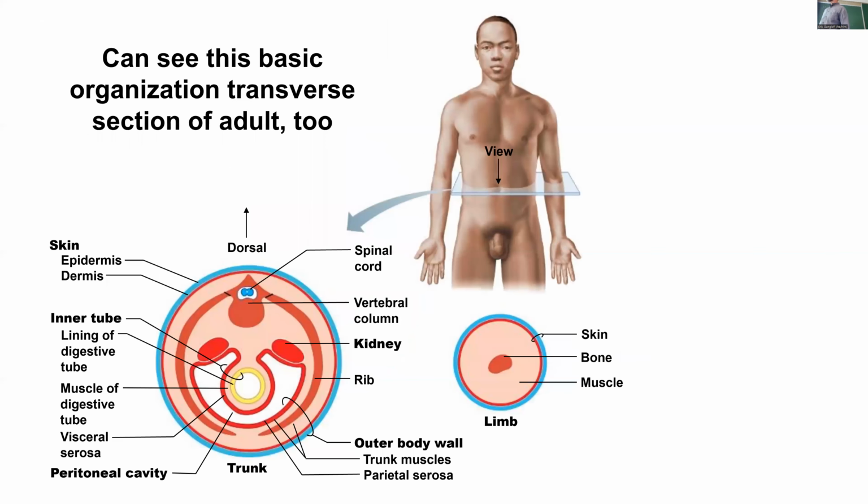relative to each other. Now, if we look at a limb, we see a similar structure as well, except there's no endoderm. Limbs are formed entirely from the ectoderm and the mesoderm. So you see the same thing. You see the skin on the outside derived from the ectoderm, and then you see the layers of bone and muscle derived from the mesoderm.